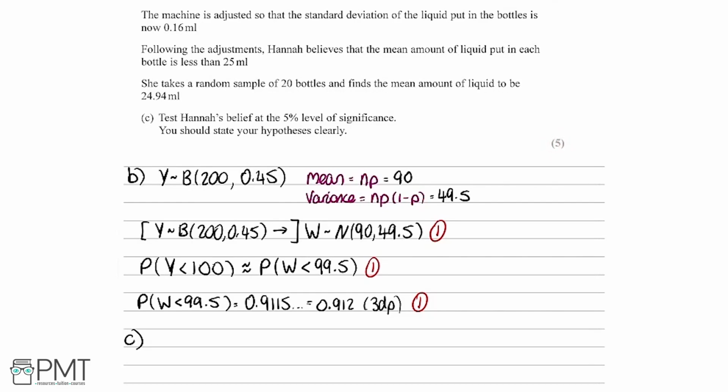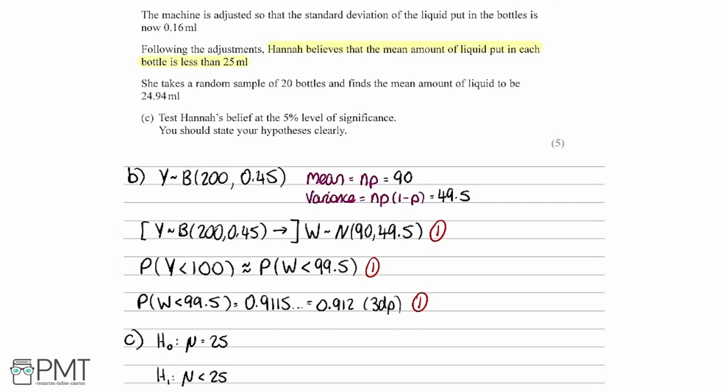So first we're going to state our hypotheses. So our null hypothesis, so H0, is that mu, so the mean, equals 25. So we're referring back up to this line here, where it says that Hannah believes that the mean amount of liquid put into each bottle is less than 25. So for the null hypothesis, well, we're going to assume that it's not less than 25. We're going to assume that actually it is 25. And the alternative hypothesis is what Hannah believes here, is that H1, so that the mean is less than 25.